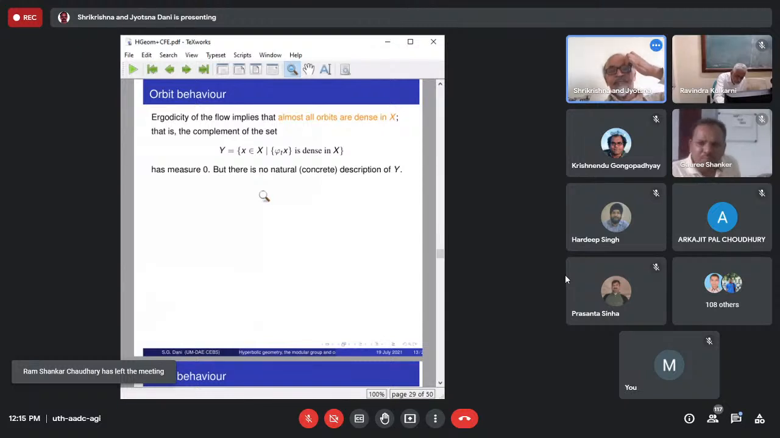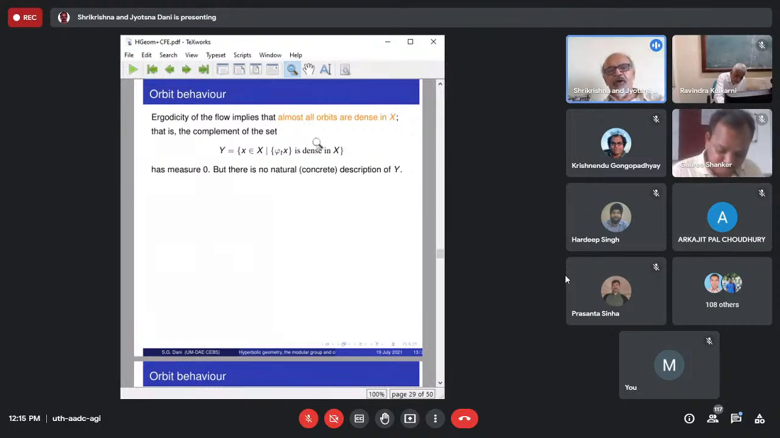Now, one consequence of ergodicity is that almost all orbits are dense. An orbit is something which, given a flow, for any point, is all the points that you get by following the trajectory phi t for positive t, and all the points that you would get by following the trajectory in the negative direction. That is the orbit. And one consequence of ergodicity is that all the orbits are dense in X.